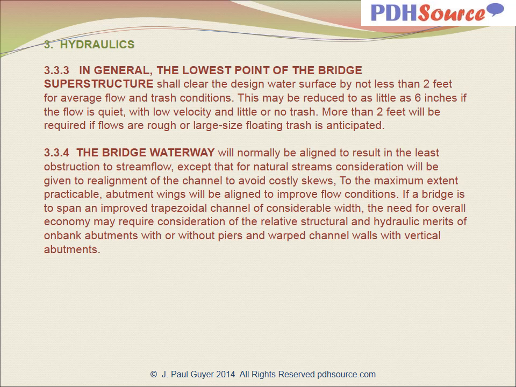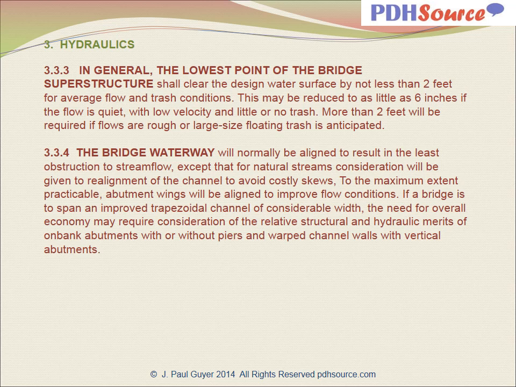In general, the lowest point of the bridge superstructure shall clear the design water surface by not less than 2 feet for average flow and trash conditions. This may be reduced to as little as 6 inches if the flow is quiet, with low velocity and little or no trash. More than 2 feet will be required if flows are rough or large size floating trash is anticipated.